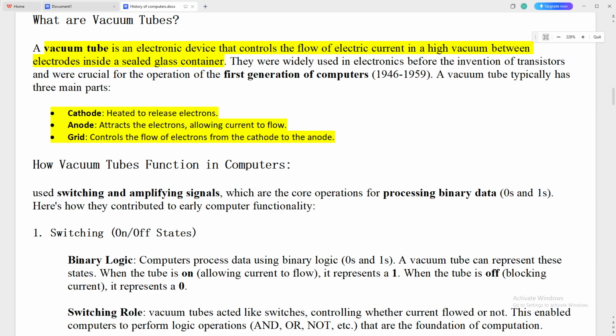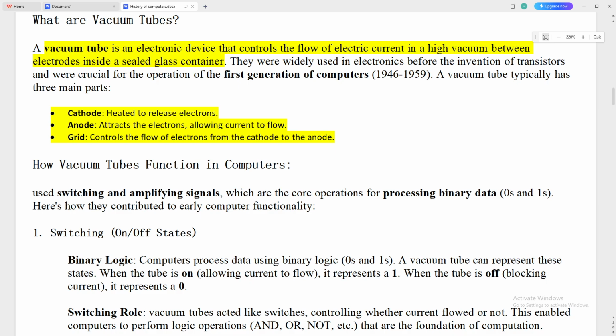So what happens is that there is a cathode, an anode, and a grid. The cathode is heated to release electrons. Basically it is heated so that electrons are released. The anode attracts the electrons, causing current to flow. Because the anode side attracts these electrons, the current is being released and attracted, and the current flows.